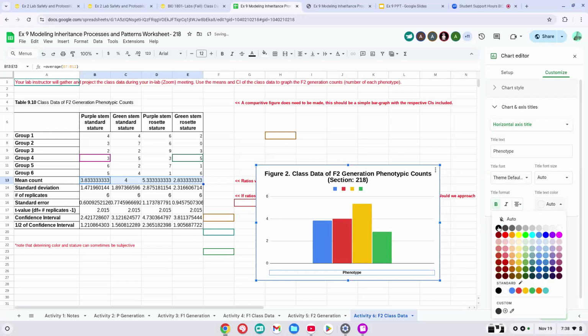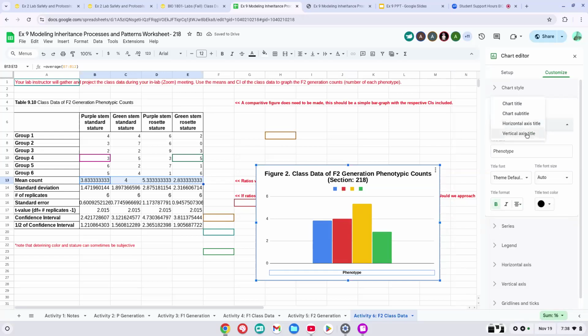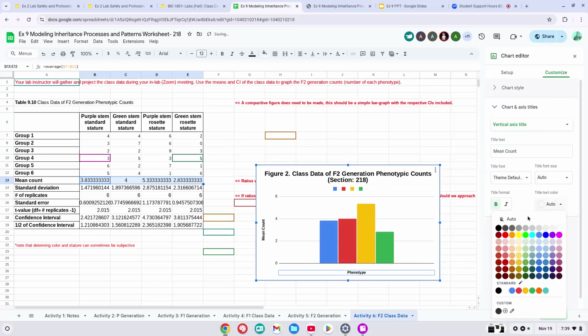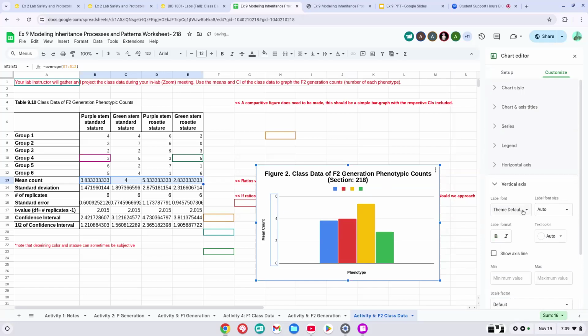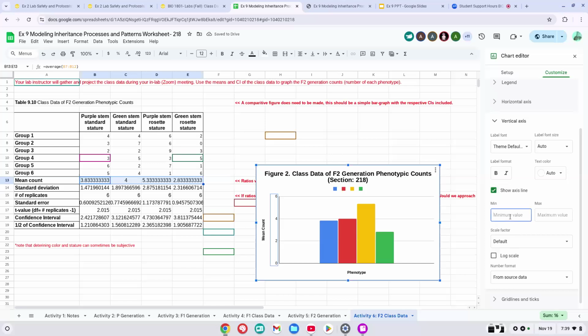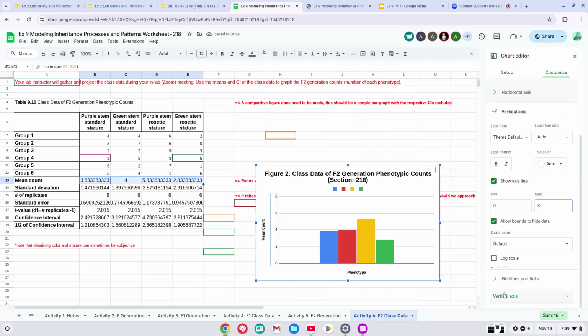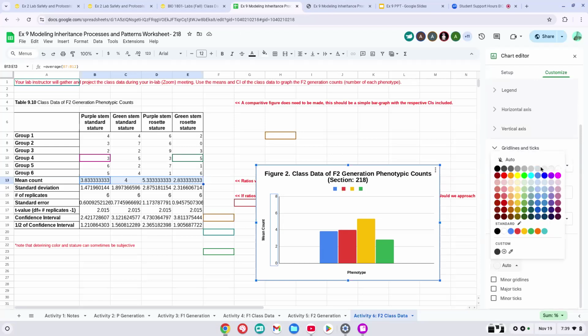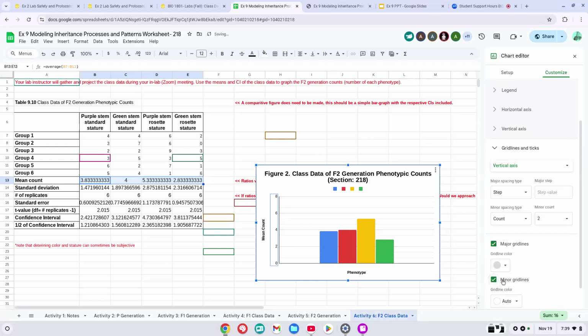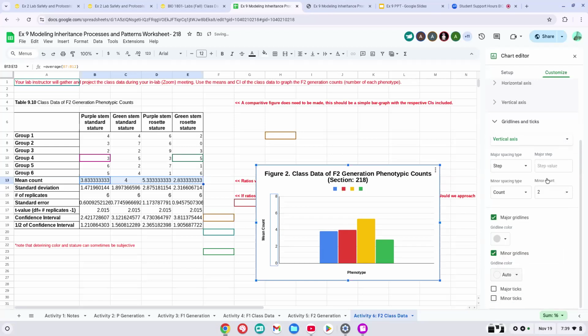Again, we want to change this to our mean count. We can mess with this axis a little bit, right? So let's do 0 and then maybe 8 just to be safe. Okay, and we'll scroll down and look at our grid lines and ticks. We want our major grid lines to be a little bit more visible so we can see, and our minor grid lines just a little bit lighter. That might be too light.